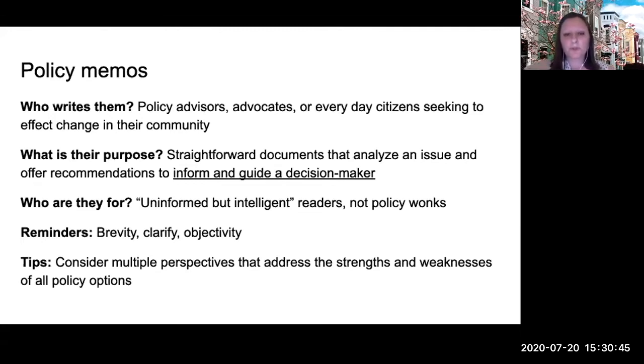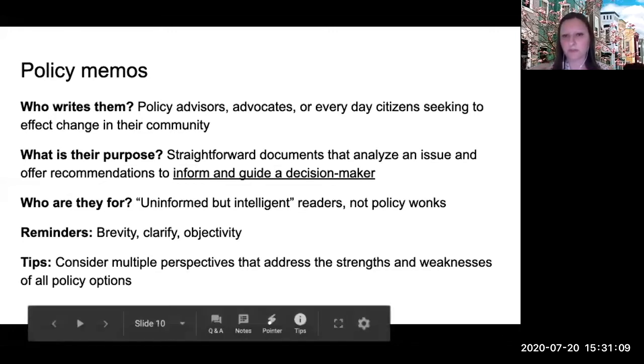You want to convince a decision maker of a certain policy, but also you want to think about both the strengths and the weaknesses of all policy options. And keep it brief. As we said, policymakers are busy and they need a concise memo, which they can quickly glance at and understand what the issue is and what your position is. They won't have time to read more than 1 page.